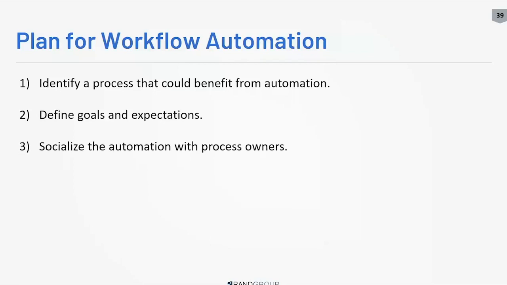The third would be to socialize that automation with your process owners. Part of the buy-in is to make sure that you can achieve the implementation of the workflow and the success of it. Make sure that you can communicate to all the stakeholders, the process owners and the process participants, what the benefits are for automating the process, and encourage them to provide feedback and input.